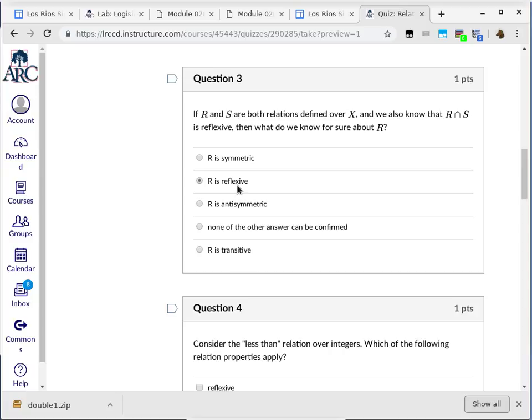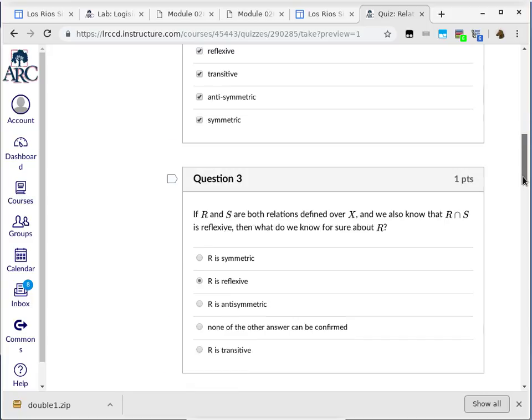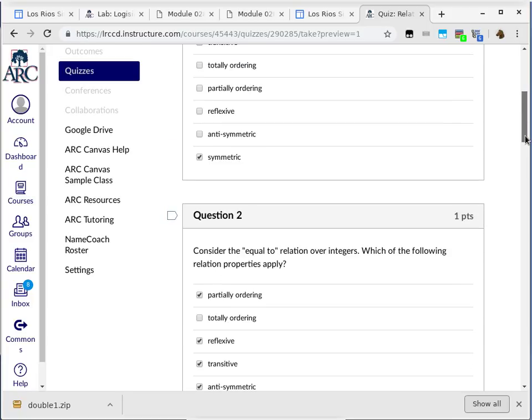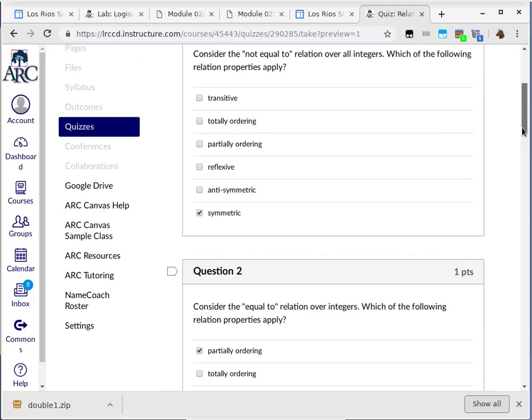Are there any questions about this one? The partially ordered one? Yeah. You mean 1 or 2? Question number 1. Number 2?